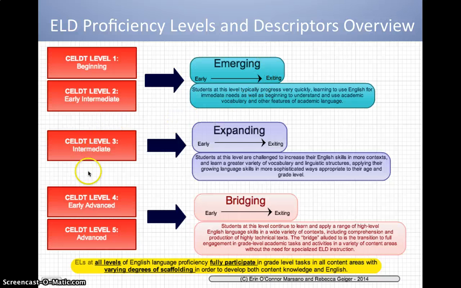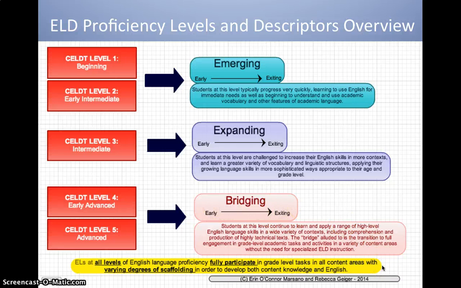Former CELT Level 3 is now classified as expanding. Students may be classified in the expanding category as early expanding or exiting expanding. Finally, CELT Levels 4 and 5 will now be referred to as bridging. Students may be classified as early bridging or exiting bridging.